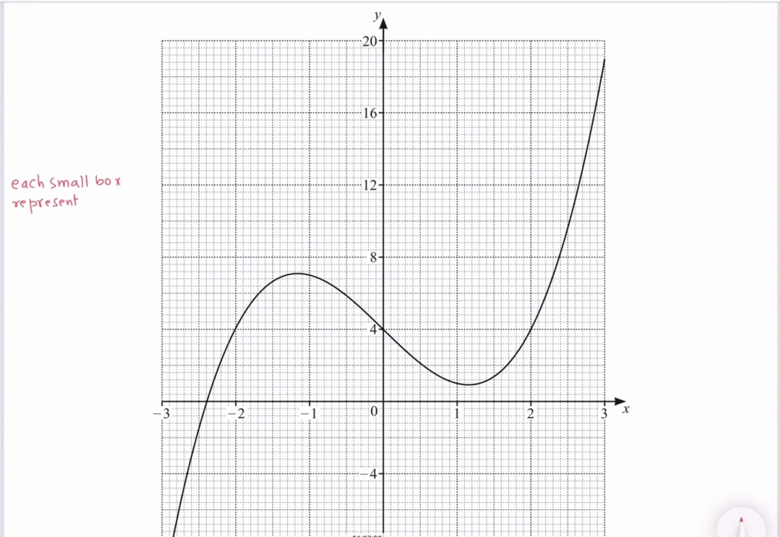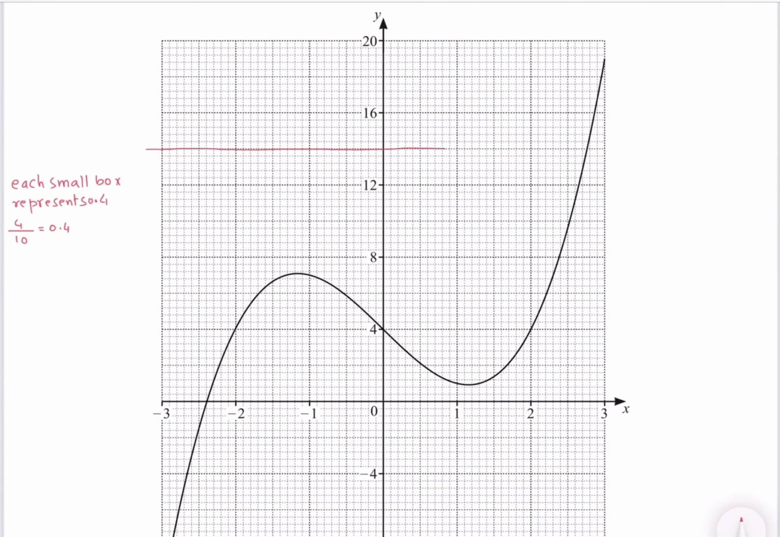Each small box represents 0.4. How? If I divide 4 by 10. From 0 to 4 there are 10 small boxes, so 4 divided by 10 gives 0.4. So each small box counts 0.4.